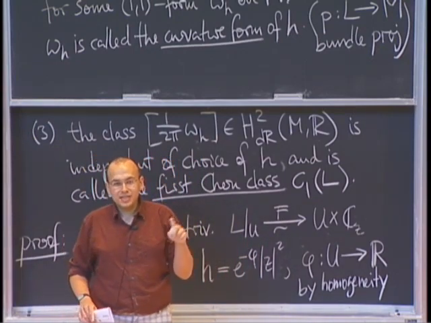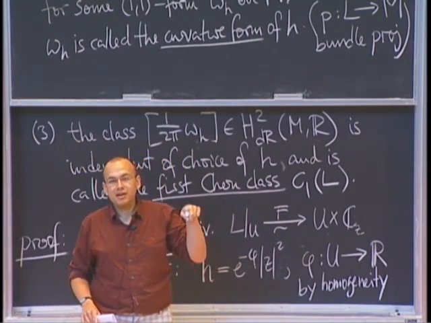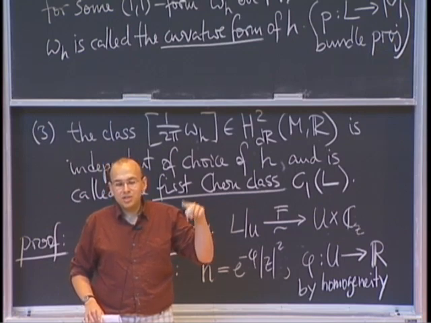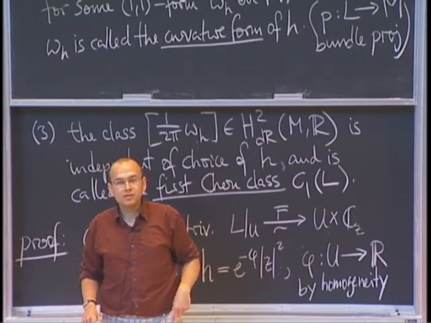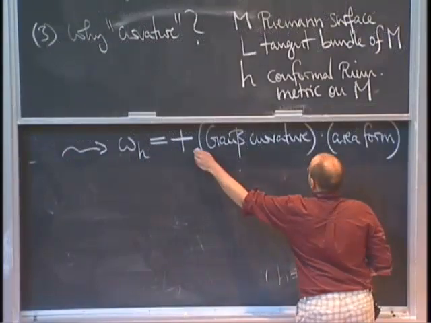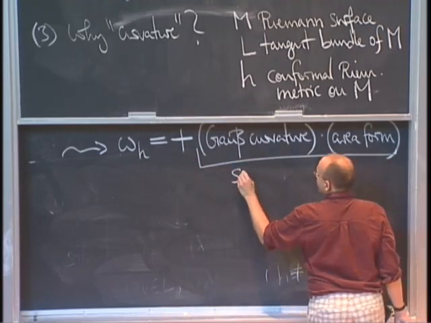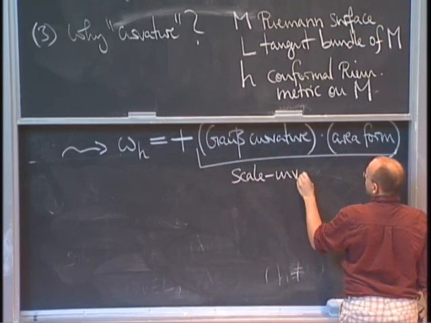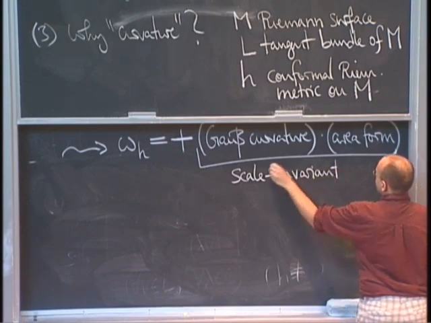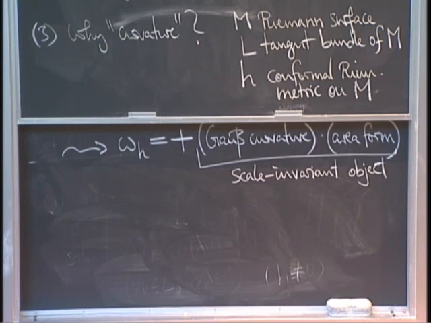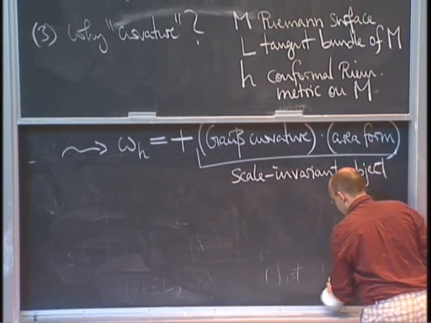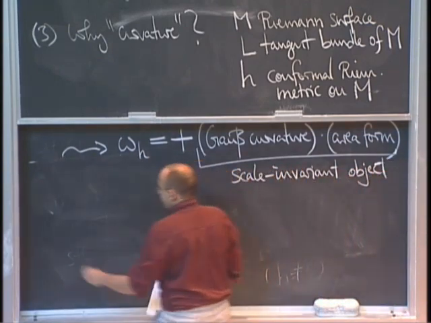And it's kind of clear because scaling means that I multiply e to the minus phi by some number, meaning I change phi by an additive constant, and so then if I take del bar, the additive constant goes away. That's a scale invariant object. So there's things you can do.